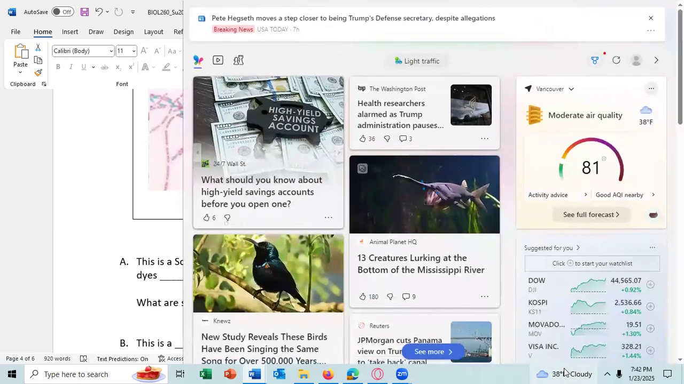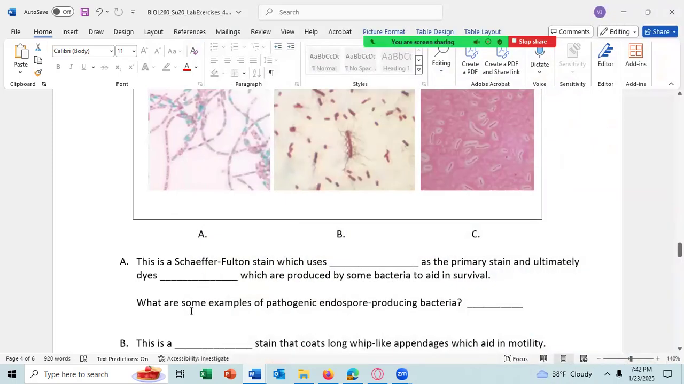You need to give an example from the lab module, because if you give me an example from AI, meaning you simply say, what are some examples of the Schaefer-Fulton pathogenic endospore producing bacteria, the AI will give you an answer, but I don't want that answer. I want an answer coming directly out of the lab module. And I think the answers will be the same, but if they differ and you give me an AI answer, I'm going to mark it wrong. So make sure your answer comes out of the lab module.